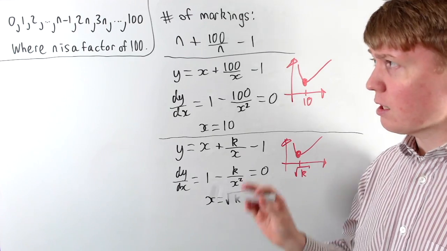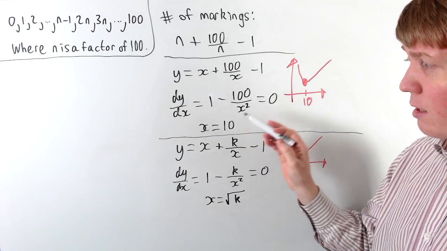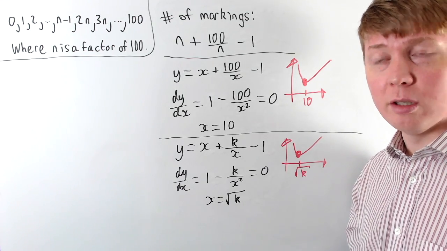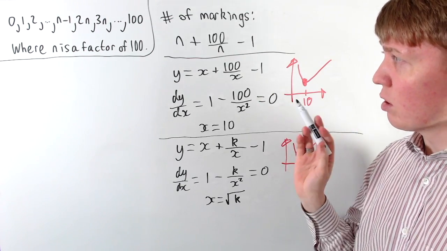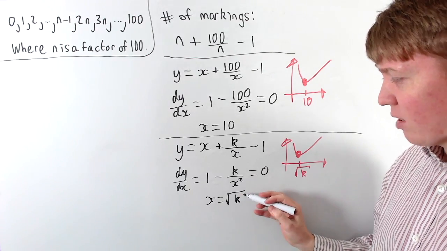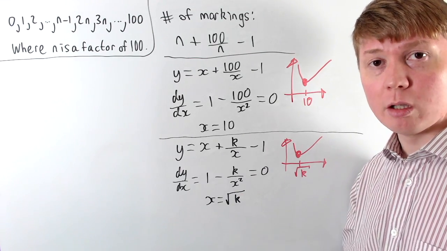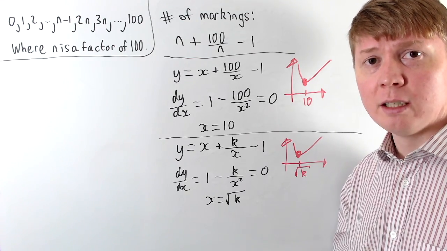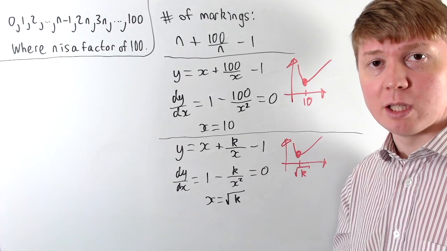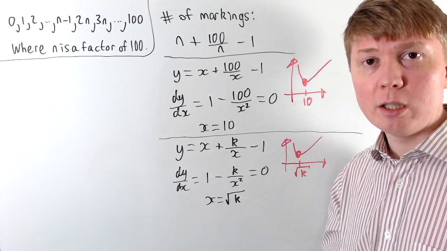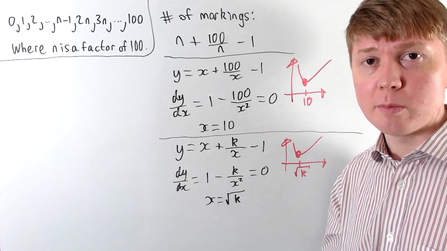But of course, this example worked really nicely because we got x is 10, which is actually a factor of 100 and is also an integer. But this works because 100 is a square number. So if k wasn't a square number, our value of x is root k wouldn't necessarily work, but it gives a rough idea of why we'll want to take something approximately equal to the square root of k within this method. Should give us a decent number of markings that should be about as small as possible.